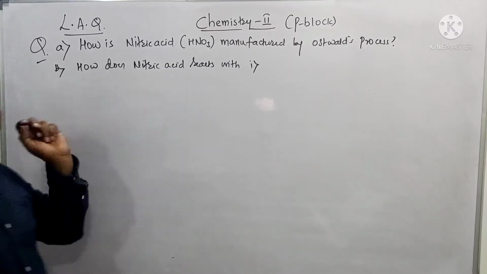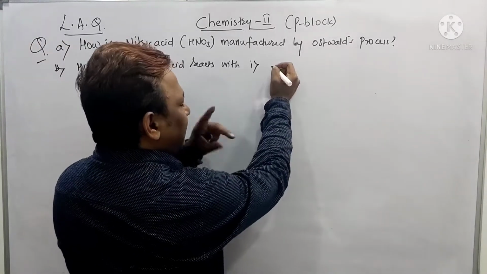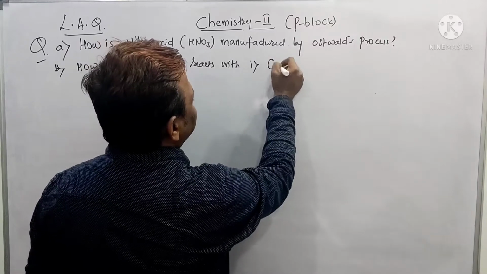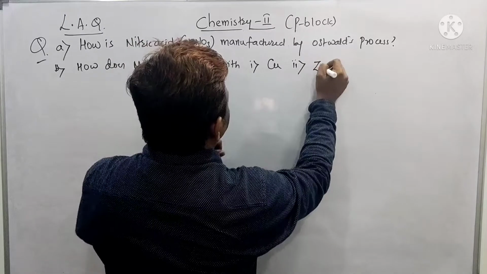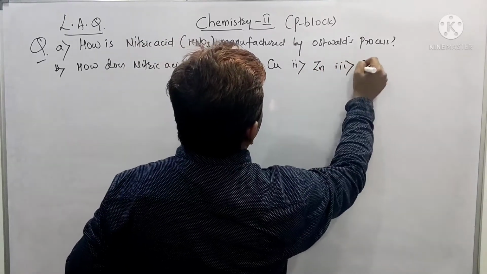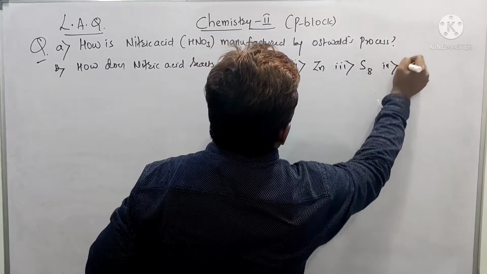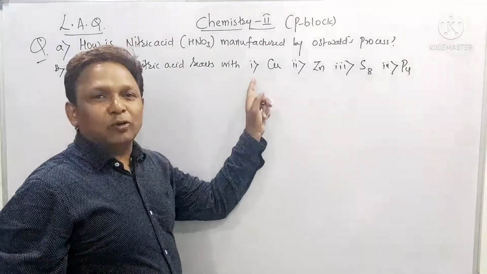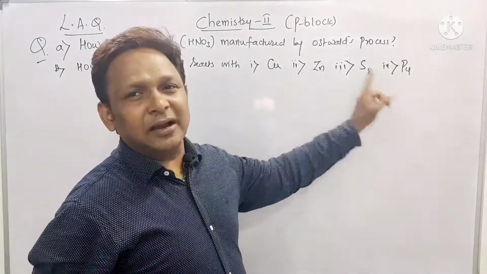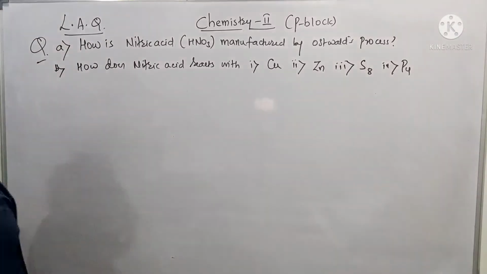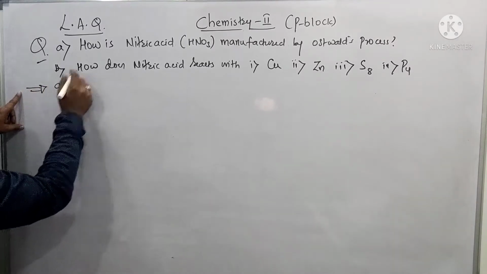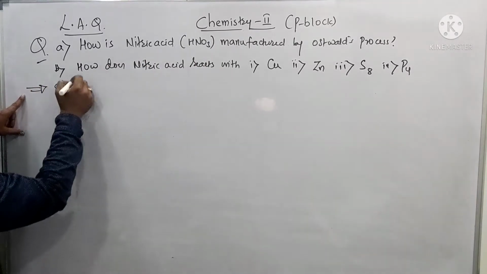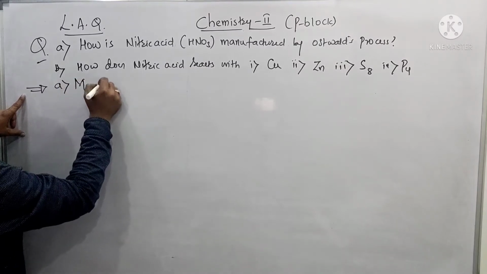How does nitric acid react with the following? Following means, in our NCERT, or in our Telugu Academy book, the reaction of nitric acid with copper, zinc, sulfur and phosphorus is given, right? But before that, can we go with the first part? Manufacture of nitric acid by the Ostwald process. This is the first part.